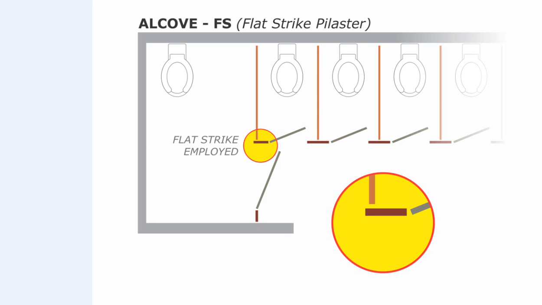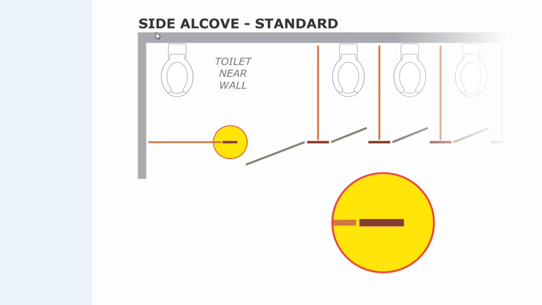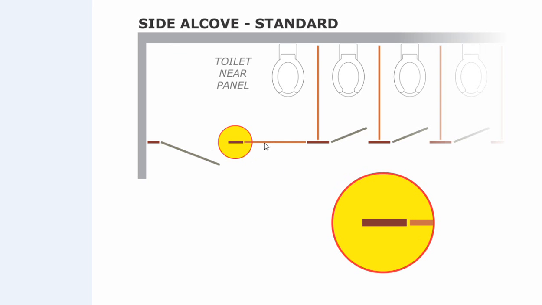Now, some additional alcoves are what we call side alcoves. In this case, the first stall, the handicap stall, in either an in-corner or between wall, is larger, in fact too large to be supported by the typical pilaster, door, pilaster configuration. So an additional panel is used if the toilet is to the left. And if the toilet is to the right, there's an additional panel and pilaster.